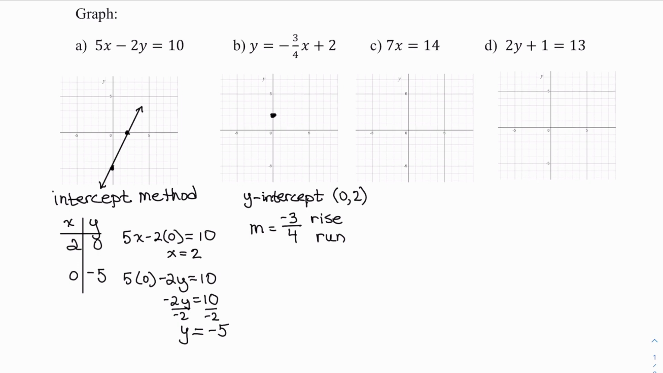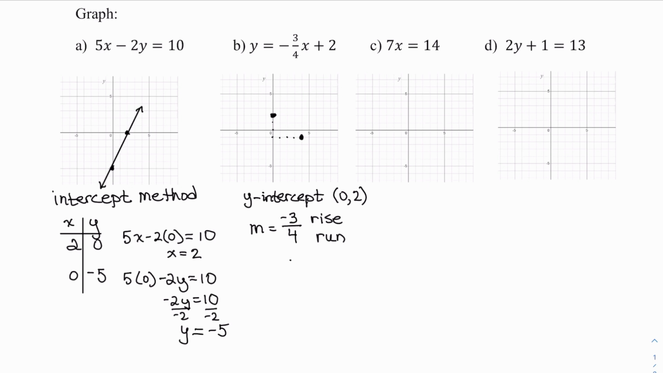And then from there, we're going to rise -3. Well, rise -3 means go down 3. And then we're going to run 4. And run 4 means go right 4. So from our point 0, 2, we're going to go down 1, 2, 3, pause, right 4, 1, 2, 3, 4, and then draw another point.